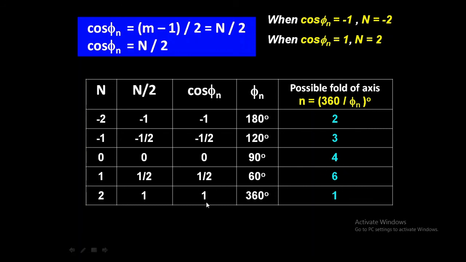Now the last value, cos phi n is 1. At which angle is the value of cos phi n 1? That is 360 degree. So 360 divided by 360, we will get n is equal to 1.